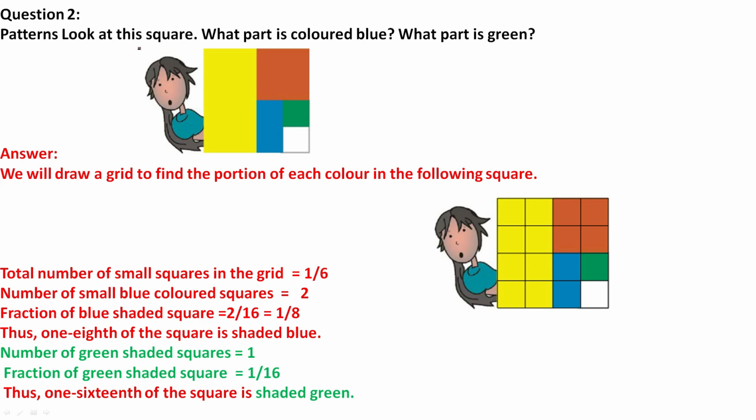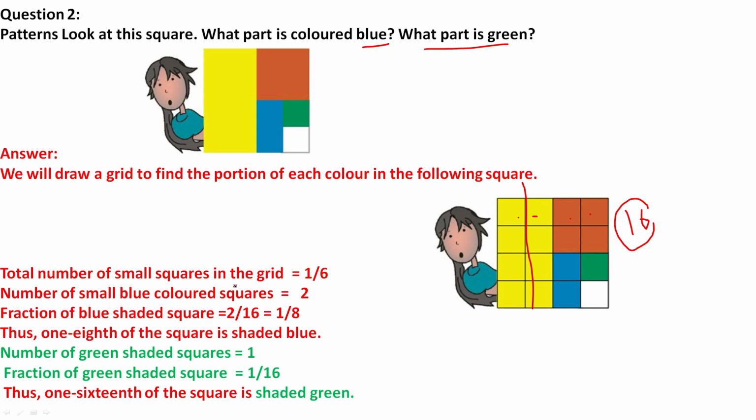Patterns. Look at this square. What part is colored blue? What part is green? Now the given square is divided equally. 1, 2, 3, 4; 4 fours are 16. There are 16 squares in this grid.